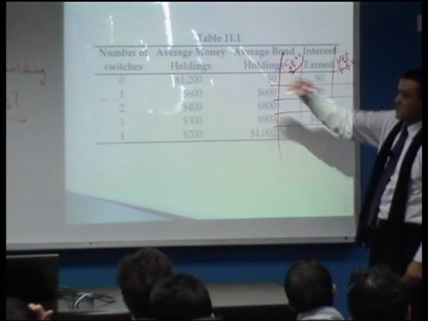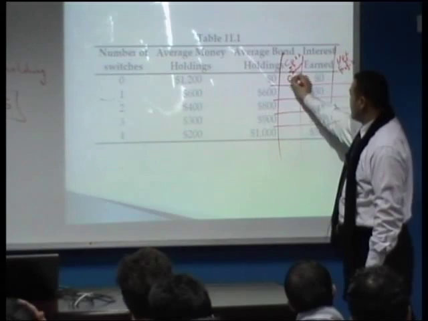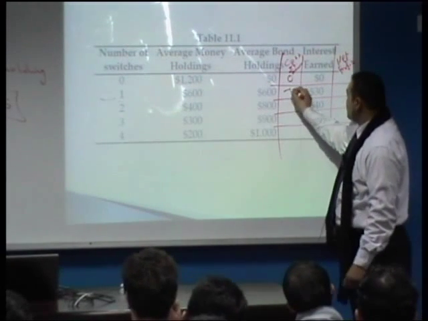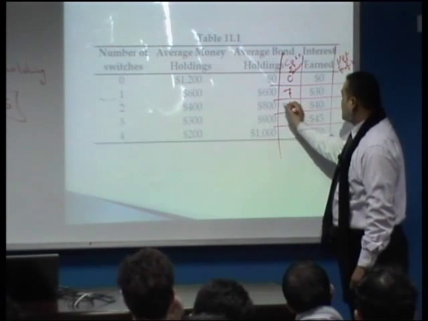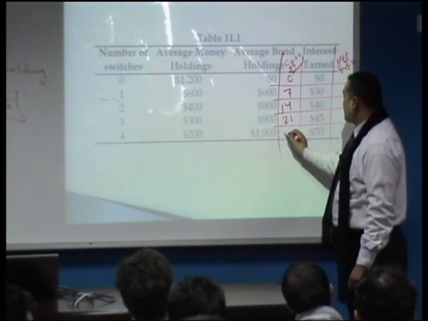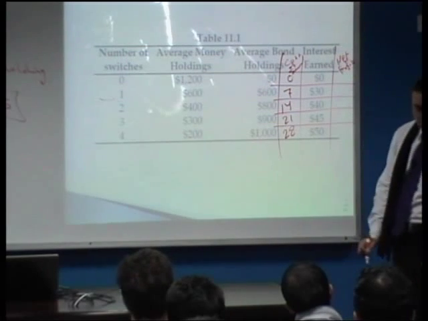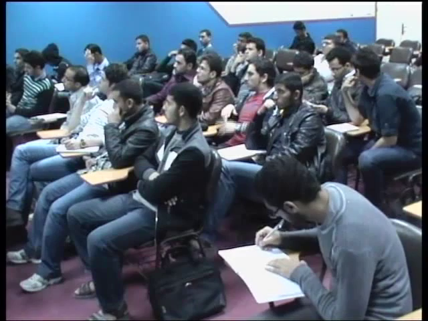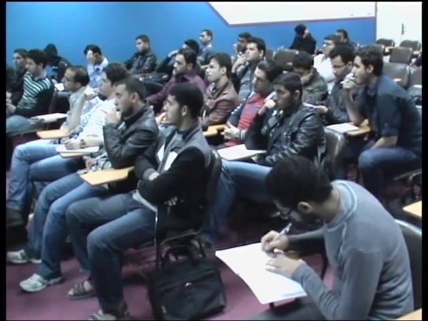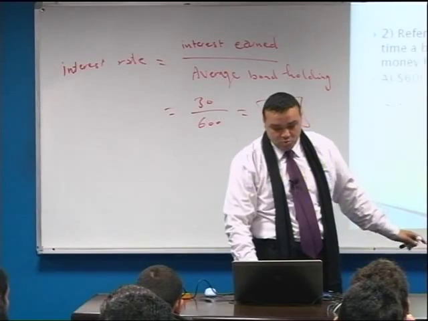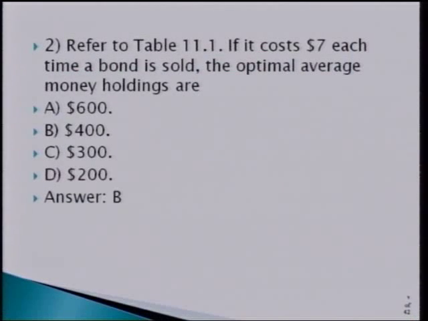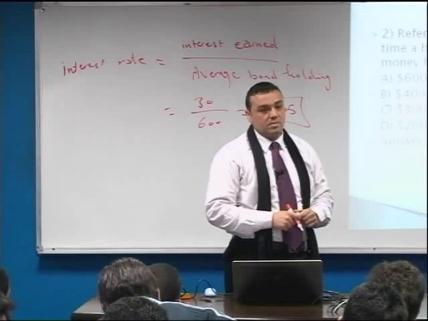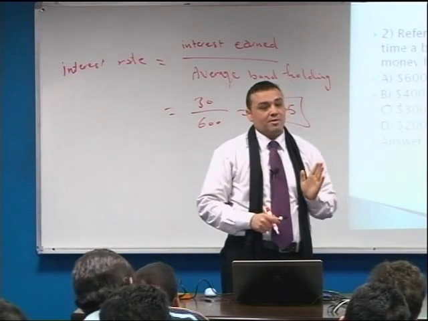And the cost of switches is 7, 0 here, and then 7 times 1 is 7, 7 times 2 is 14, 21, 28, right? Okay. Yes. It's an assumption, it's given here. See what the question says? If it costs $7 each time a bond is sold. That means every time you want to sell bonds you have to pay $7. This is the question.